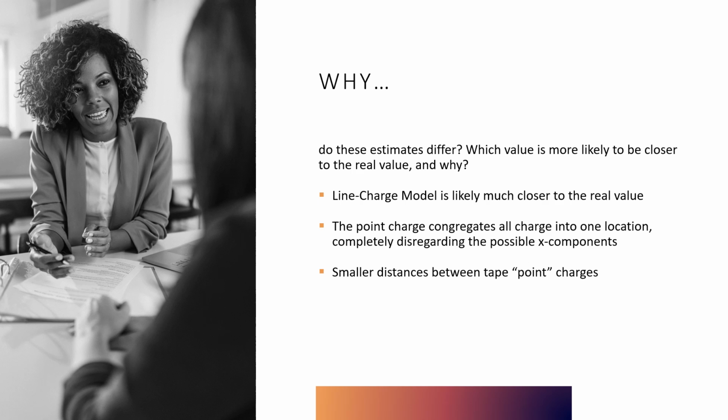Why these differ: like I said, the line charge model is going to be much closer to the real value, as it is more practical in a real-world setting. Point charge congregates all charge into one location, which completely disregards the possibility of x components. And the x component is going to decrease the net electric field in the y direction. And so the smaller distances between point charges mean that there's a smaller radius, meaning a stronger field.